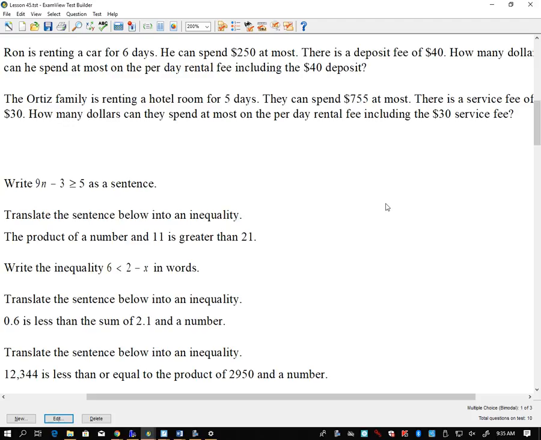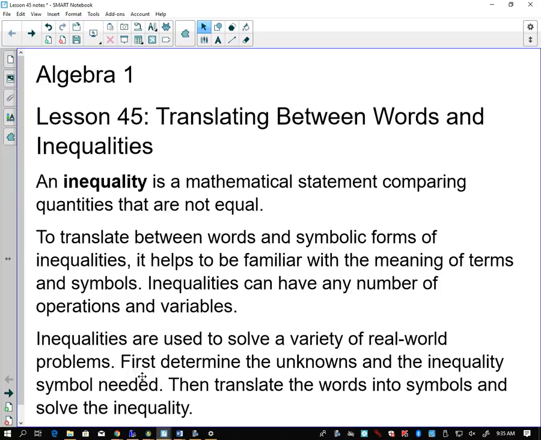Well, they're renting a hotel room. Okay. Yeah, you'd be right. Let's see. How many dollars can they spend at most? Okay, so you guys have that information. Let's go ahead and pull up our page over here.